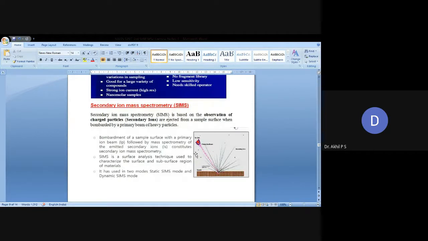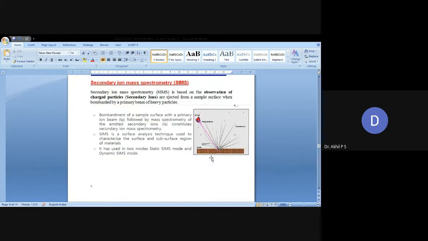Secondary ion mass spectrometry, SIMS. Secondary ion mass spectrometry is based on the observation that charged particles, that is secondary ions, are ejected from the sample surface when bombarded by a primary beam of heavy particles. Bombardment of the sample surface with a primary ion beam followed by mass spectrometry of the emitted secondary ions constitutes secondary ion mass spectrometry. SIMS is a surface analysis technique used to characterize the surface and subsurface region of materials. It has two modes, static SIMS mode and dynamic SIMS mode.